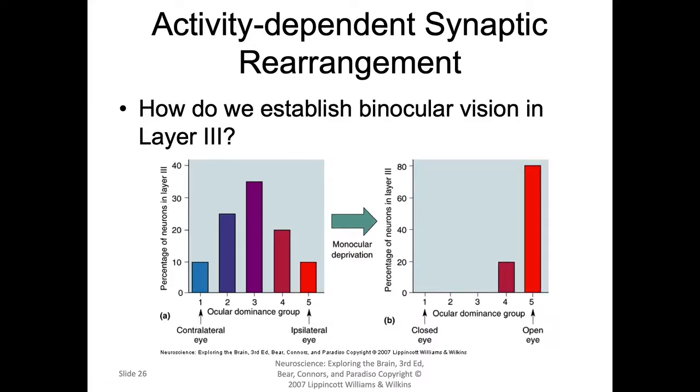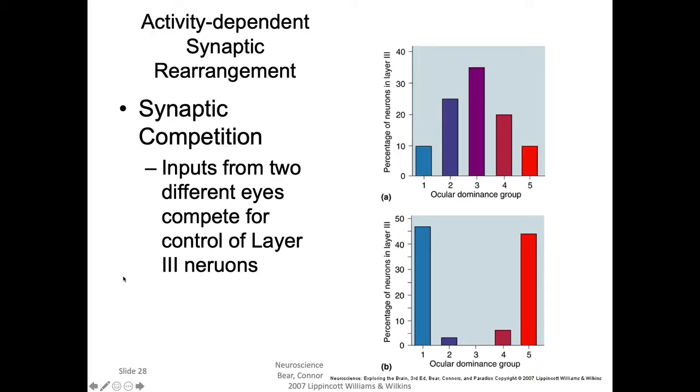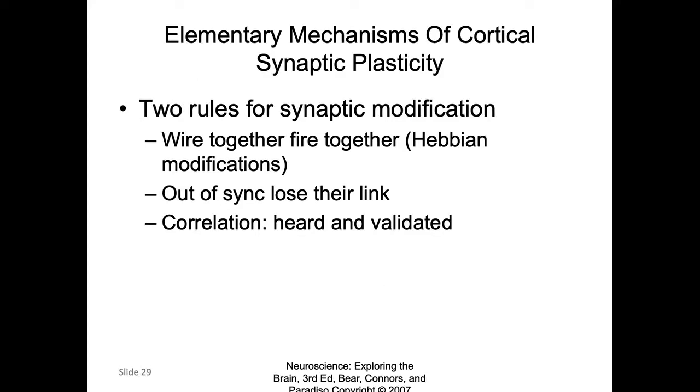So that's what we're considering, and that's what's happening in this particular example, where there's asynchrony. They're not able to connect. So they're out of sync with each other, and if it's out of sync, then you lose your link. So here we go with the rules that we have for synaptic modification, which is basically that the cells that fire together wire together, and the ones that are out of sync end up losing their link.